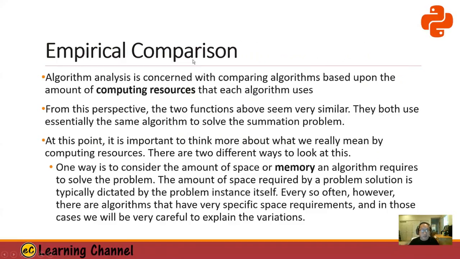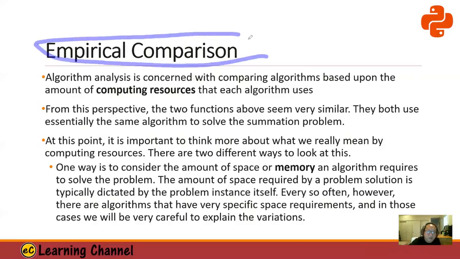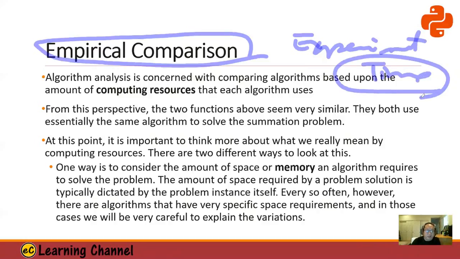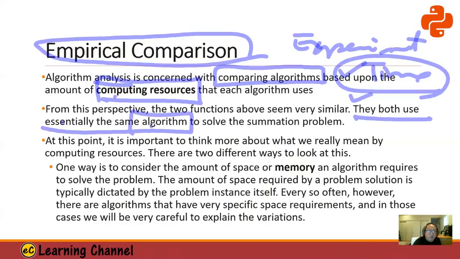Okay. Next is to analyze or compare programs. The first possible way is using empirical comparison. Just do experiments, usually using a timer to compare which one is faster. Algorithm analysis is concerned with comparing algorithms based on the amount of computing resources, so how much memory you need and how much time you have. From this perspective, the two functions above seem similar, but they both use the same algorithm. So the algorithm is the same for the two programs we know so far.